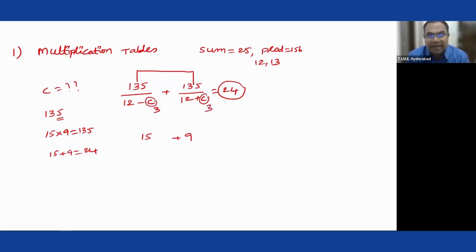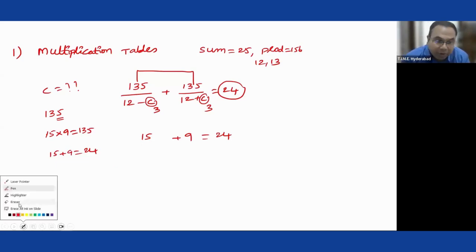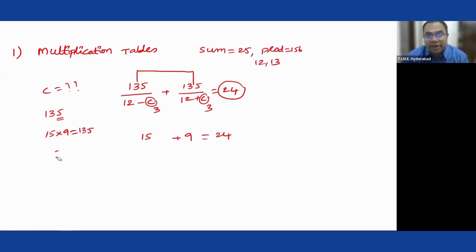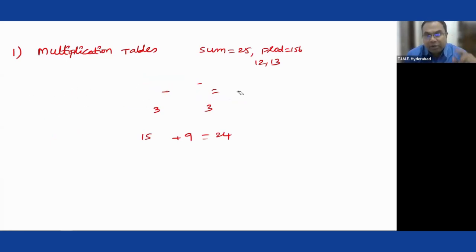135 by (12 minus 3), 9. 135 by 9 is 15. 135 by 15 is 9. 15 plus 9 is 24. This is how you have to learn your tables. Learn your tables means this is how you should learn. I will not ask you to learn by heart and tell me the 12 table, 13 table. No, that is of no use. This is how you should learn.